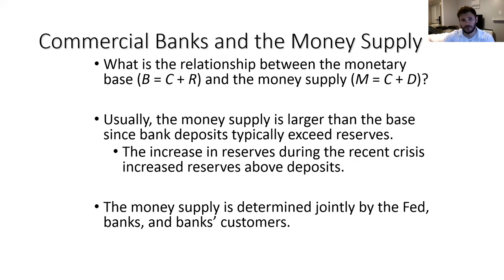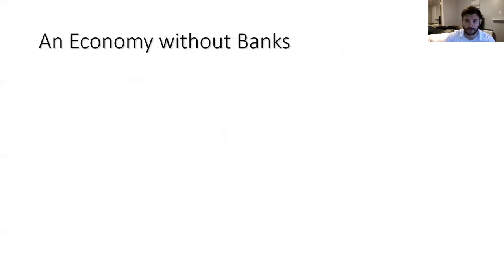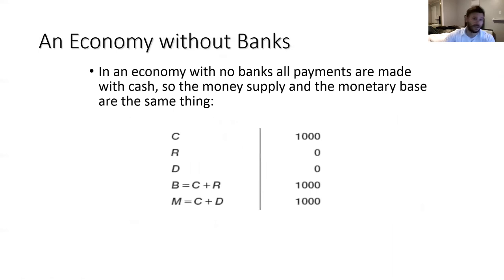We're going to start off with a simple case of an economy with no banks. And if there are no banks, there are no deposits and there are no reserves. So you're thinking, well, D is going to be zero and R is going to be zero. And you would be absolutely right to suggest that in that particular case, in an economy with no banks, the money supply and the base would be exactly the same thing. If we had no banking system, there isn't a difference between these two concepts because there are no reserves and there are no deposits being made. Everything is just currency in circulation.